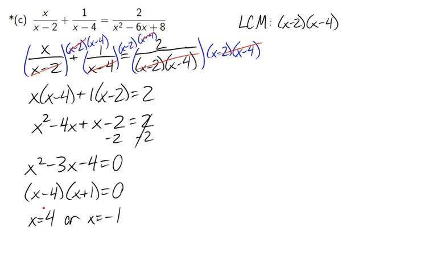Now, check it. x equals 4. Yeah, that would definitely give us a 0 in the denominator, right there. So we've got to throw that one out. That's extraneous. And how about negative 1? Negative 1, yeah, that one's okay. That won't give us a 0 in the denominator. So there's our answer, just x equals negative 1.